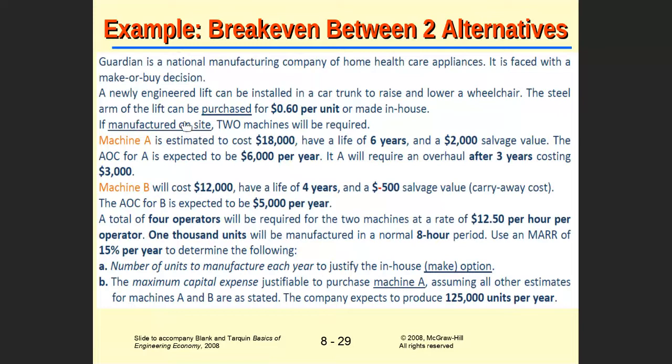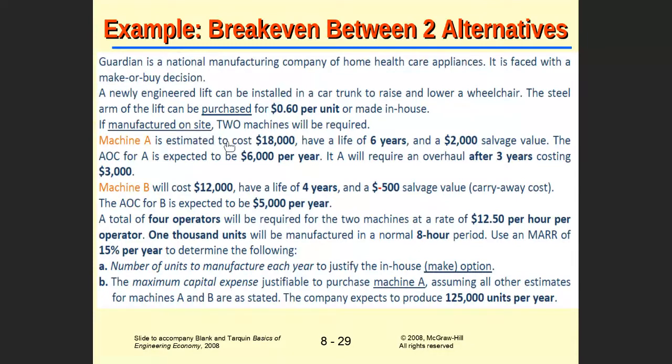The manufacturing option, or the making in-house option, will require two machines. Those two machines, A and B, have information regarding each one of them, but that doesn't mean we can separate them. We have to deal with them as one unit because all of them belong to the same option. So we have to read the information about them very carefully.